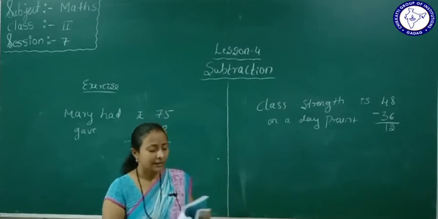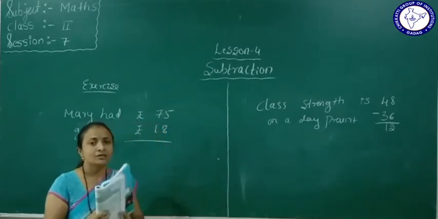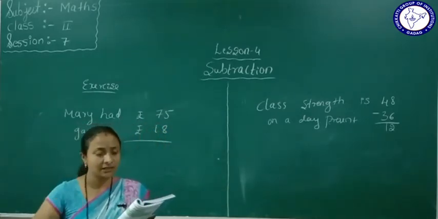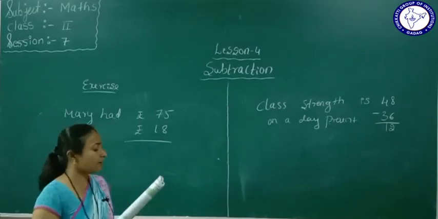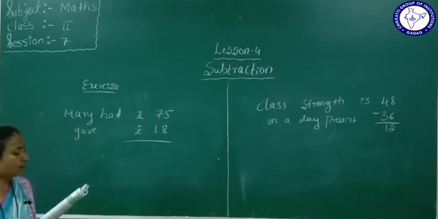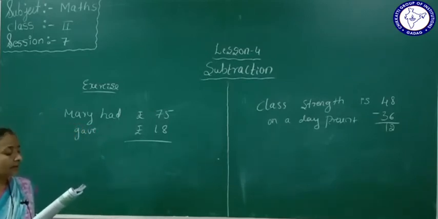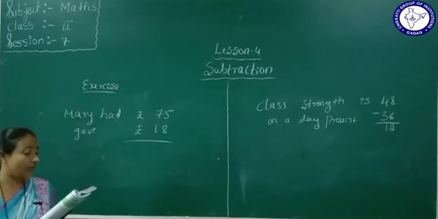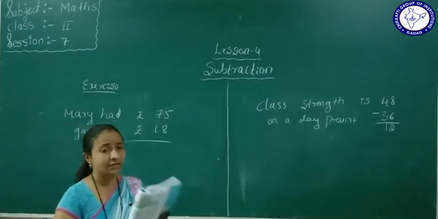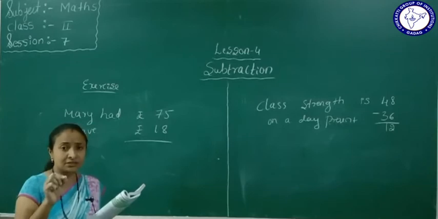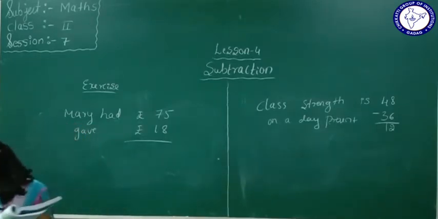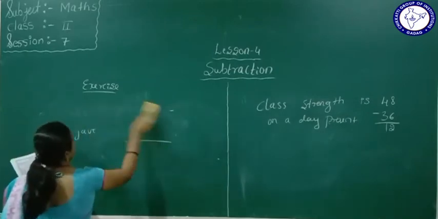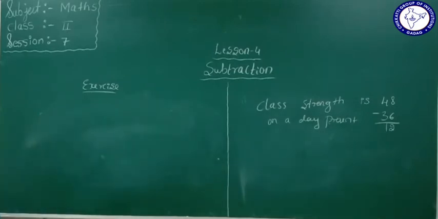Next, the exercise will go like this: mark a tick. Write whether the given day-to-day word problem is addition or subtraction. So we just tick mark whether it is addition or subtraction. The first one, exercise page number 136.